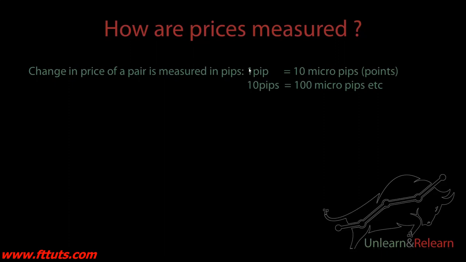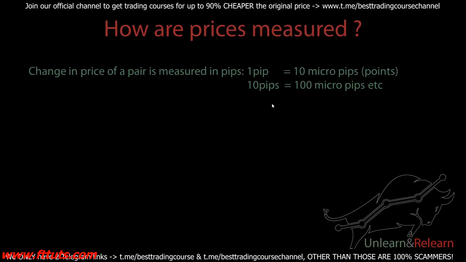In the same way, 10 pips equals 100 micropoints, or 100 micropips. Basically, we're only going to talk about pips in terms of pips. So when you say, oh, my price moved 10 pips, that's like 100 micropips or 100 points. For general talking terms, we're only going to focus on 1 pip, 10 pips, 15 pips, and so on.